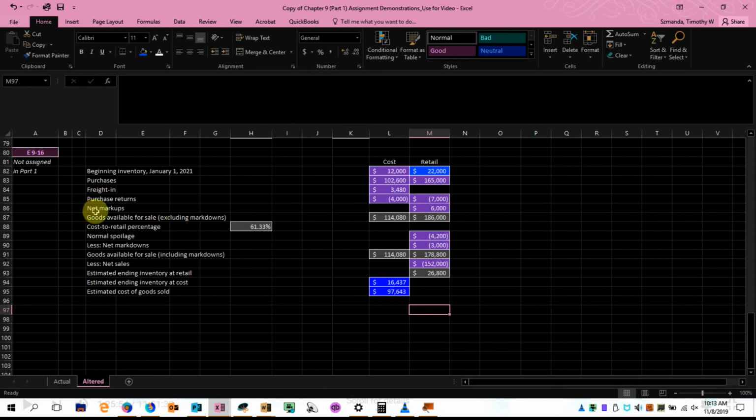And one we've added is the returns, which is included in the cost to retail ratio, and then the other one we added is the spoilage, normal spoilage, which is considered after the ratio. It's still factored in our calculations on the retail side, but it is not used in determining the cost to retail percentage. So if you have any questions on any of these methods of estimating ending inventory at cost and cost of goods sold, which is the primary objective of this week's assignments, using various methods, please let me know.